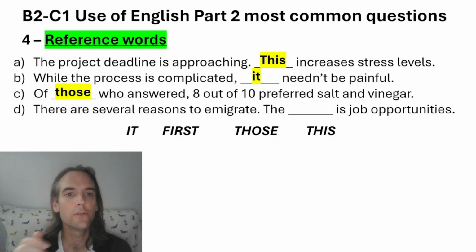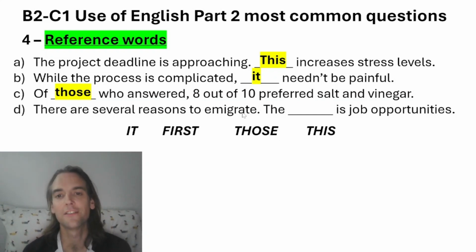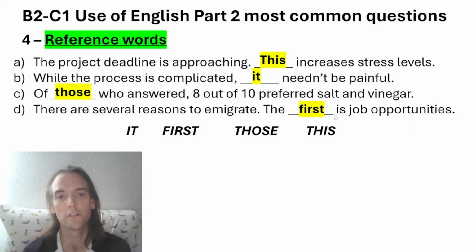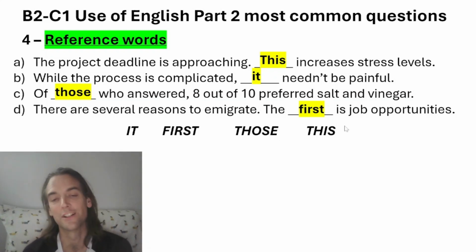C is going to be "those". We're talking about those people, and we can omit people or those cats or whatever. And D, this is a nice one. If we're talking about several reasons, then logically you're going to start explaining them and you're going to refer to the first. And we don't need to say the first one, the first reason. We can omit the object because we can with "first", not with many other adjectives.